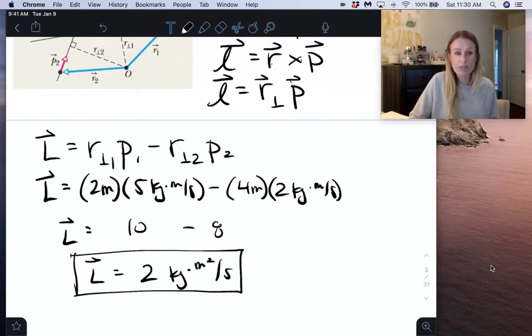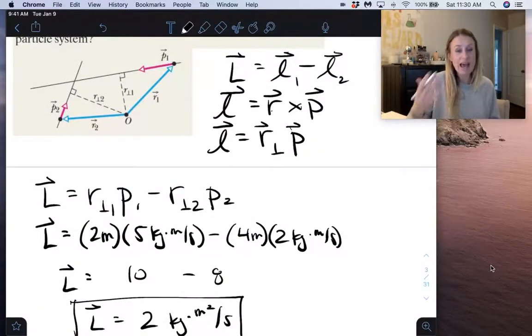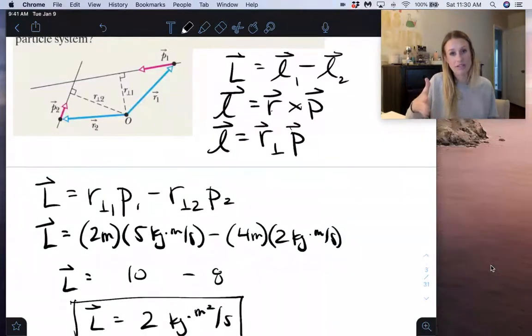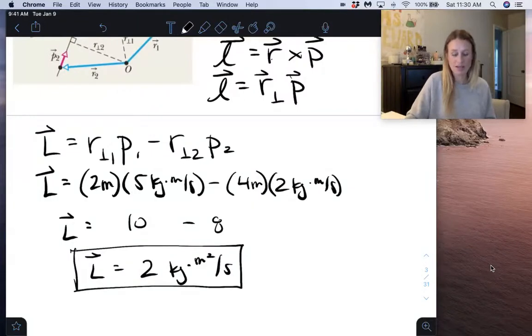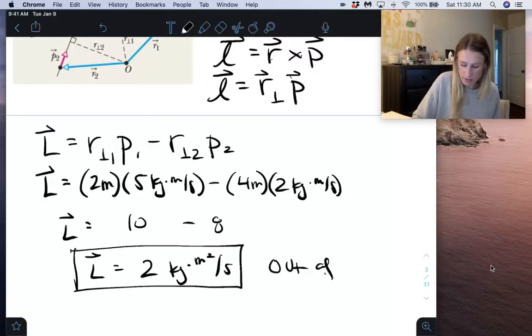And then if we look at the direction for that angular momentum, we're going to use the right-hand rule. Now, the net angular momentum about that point is going to be counterclockwise because this is a positive number. What we can do is point our fingers in the direction of the R vector and curl our fingers in the direction of the momentum vector. And then we can see that our thumb is out of the page, which makes sense because it is a positive angular momentum. So we would say this direction is out of the page.